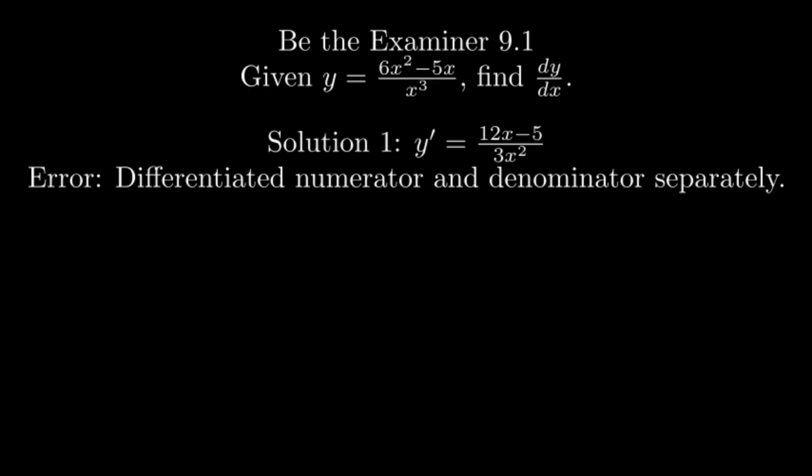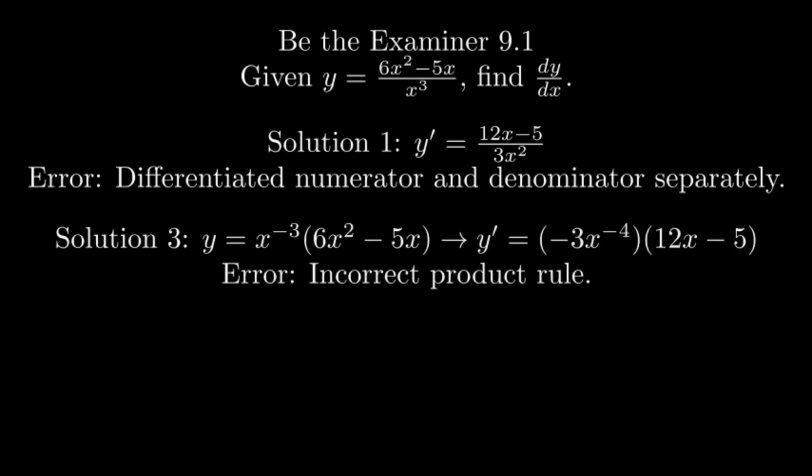This is incorrect. There is no such rule for differentiating quotients. This is perhaps the most common mistake students make when they start learning differentiation. You cannot differentiate the top and bottom of a fraction independently. Solution 3 tries a different, but also incorrect, approach. The student rewrites the function as a product and then differentiates each part of the product and multiplies the results. This is also wrong. While there is a product rule, which we will learn later, this is not it.